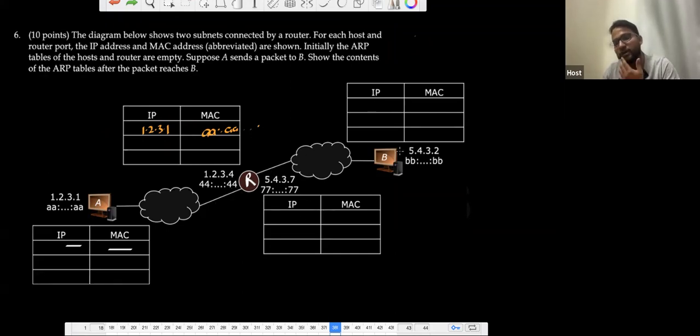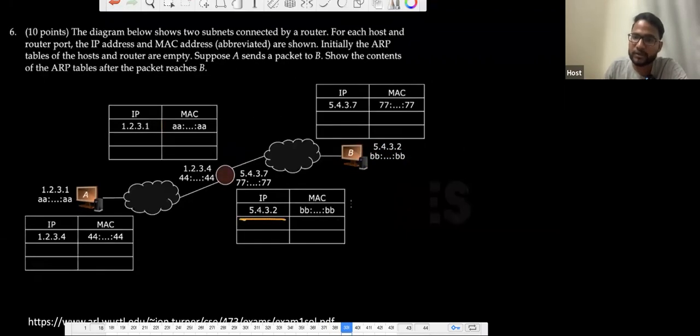Now R has to send to B. So basically R will request for the ARP. So what are those entries? R will get to know B's mapping, which means this mapping. And now, what is this mapping? B will get to know the mapping of this, because whenever I'm sending some ARP packet, I'm also helping others. So B will also get to know this mapping. Okay, I hope that is clear to everyone.